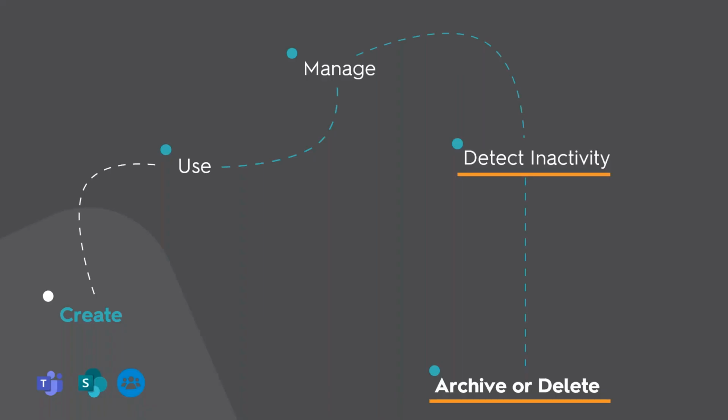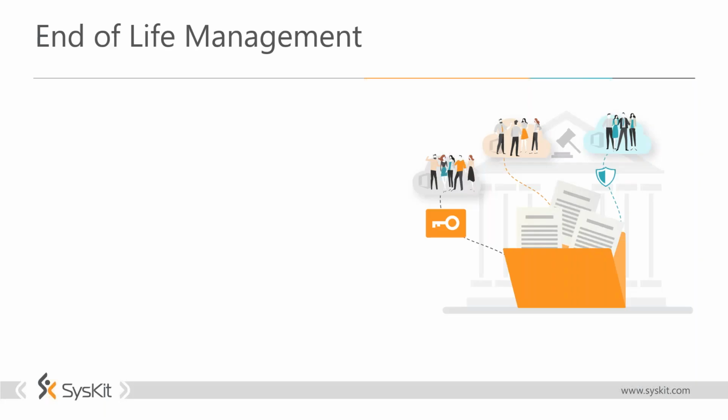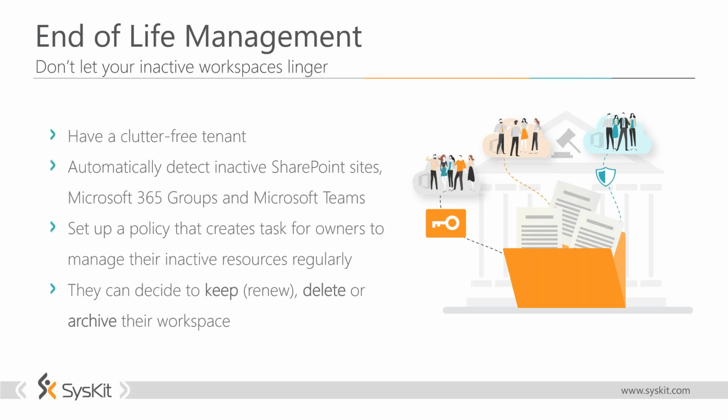All right, finally, we reached this part where your workload is no longer being used. As I told you, this is the most important part. You do not want to let it linger here. It has reached its end of life and you have to decide what to do with it. Now let's talk about end of life management with SysKit Point. Obviously, if you're taking care of workspaces that are no longer being used, you'll have a clutter-free tenant, and that is something you definitely want.